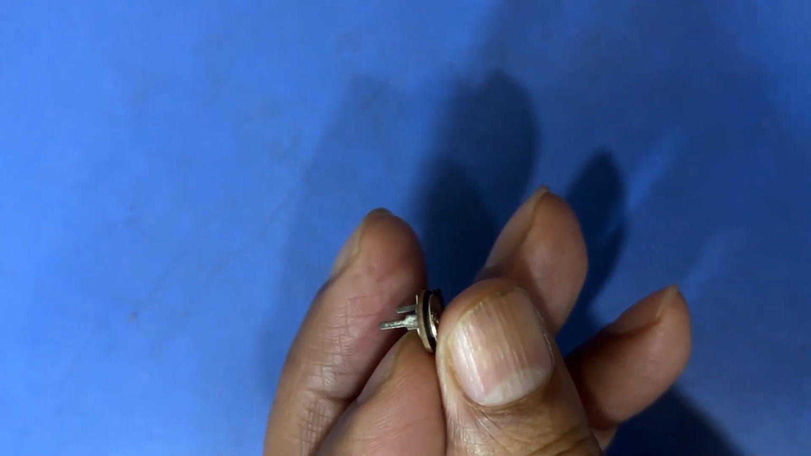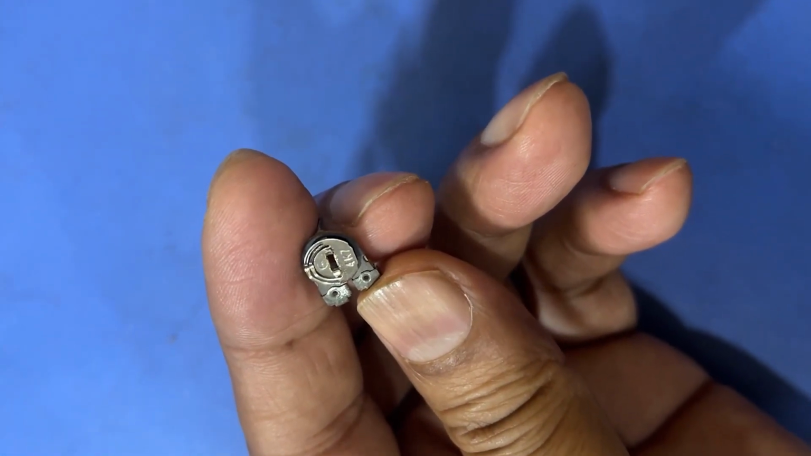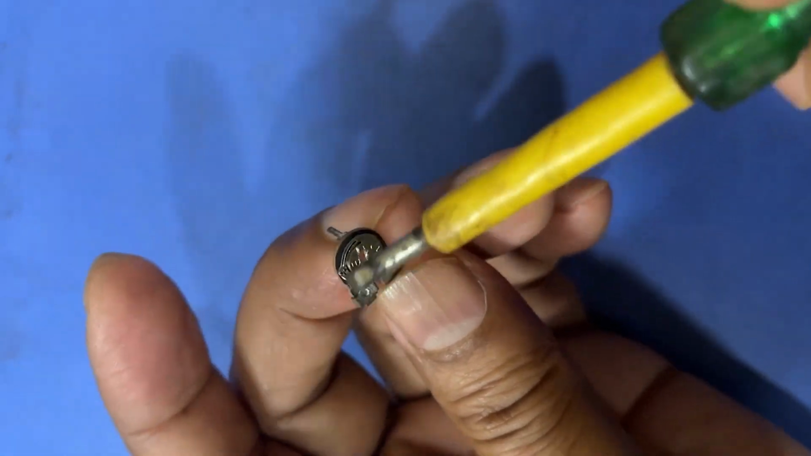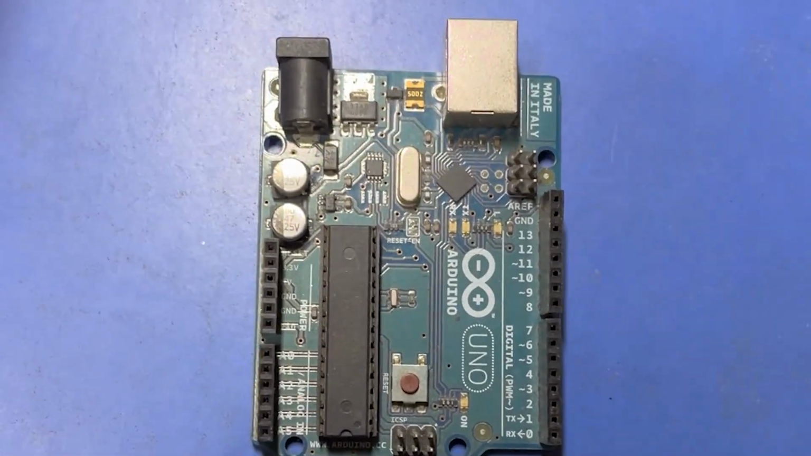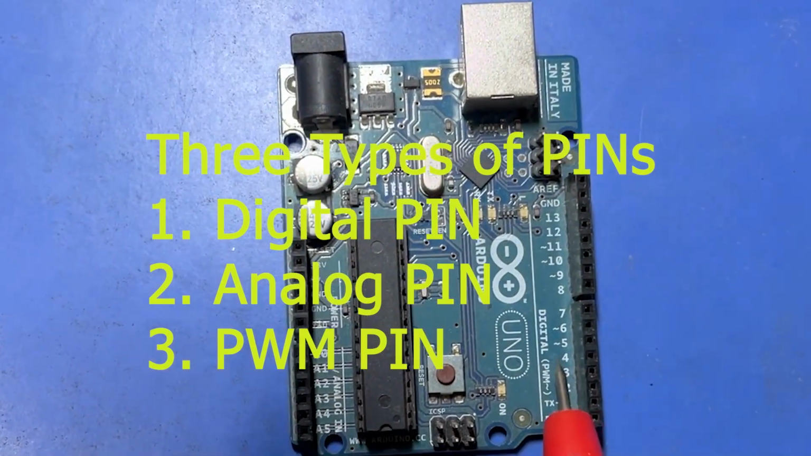Okay, for this experiment, we need only one component, that is a potentiometer or variable resistor. Before going forward, let's understand the pins of Arduino. We have three types of I/O pins, that is, input-output pins in the Arduino board. First type is digital pin.